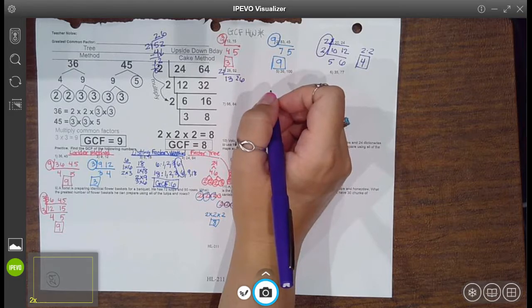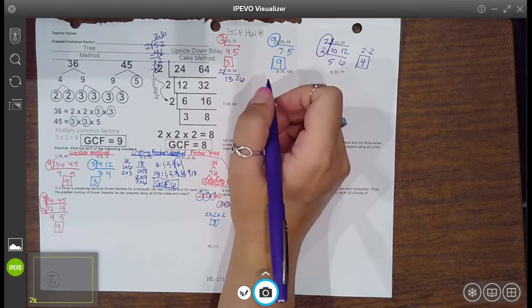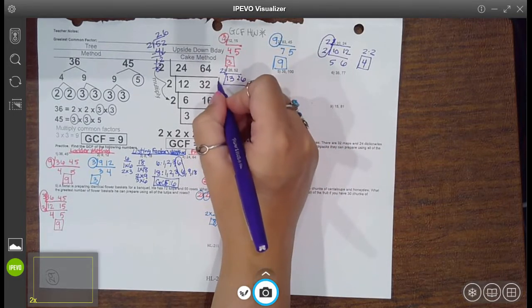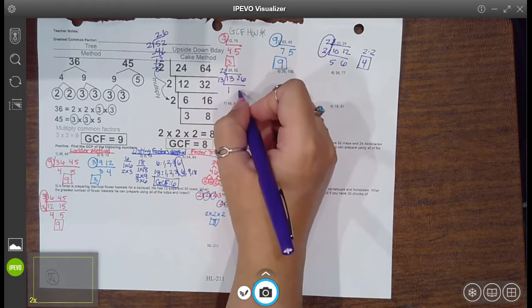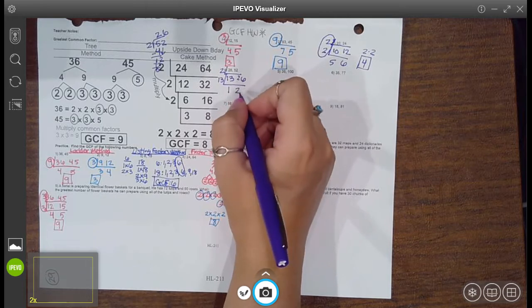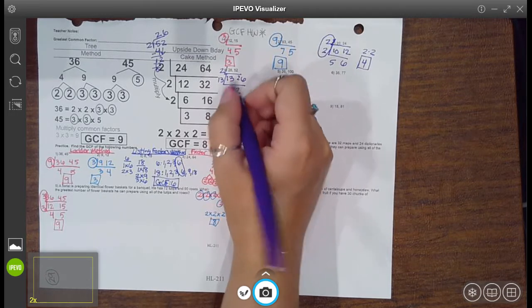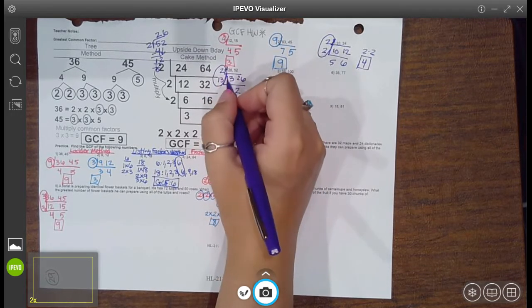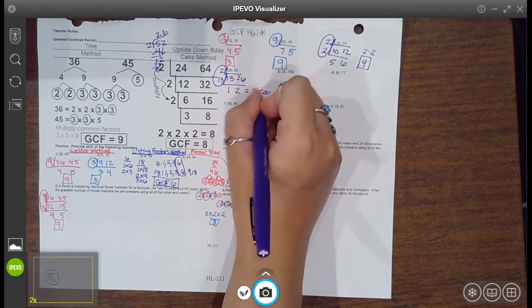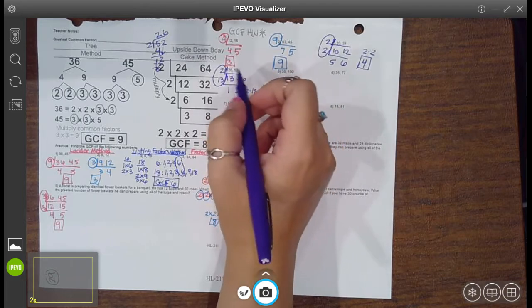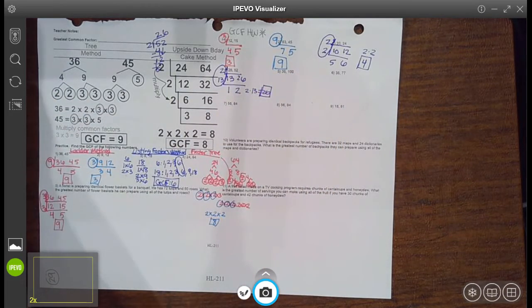Do you see anything that can go into 13 and 26? Yeah, 13 can go into both, because 13 times 1 is 13, and 13 times 2 is 26. Do those have anything in common other than 1? Nope. So multiply those, and you get 2 times 13, which is 26, meaning the biggest number that can go into 26 and 52 is 26.